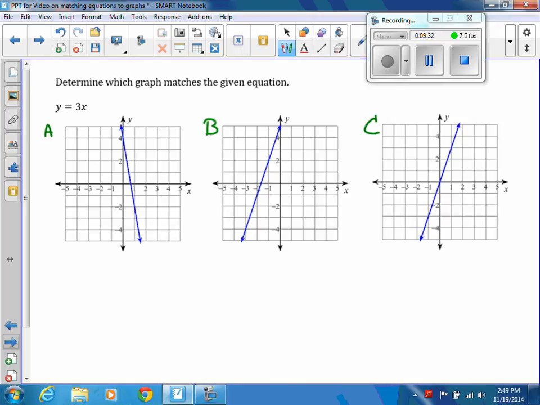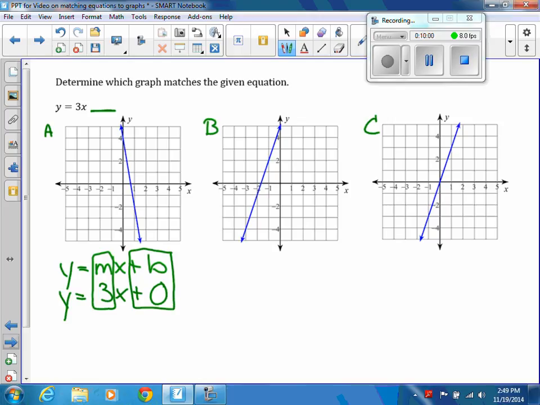All right, let's look and see which one it is. Again, if we use our formula, y equals mx plus b, we have our equation as y is equal to 3x, but I don't have anything here. So obviously that means that we're adding 0 to this. When I look at this, here's my slope. My slope is 3, and my y-intercept is 0.